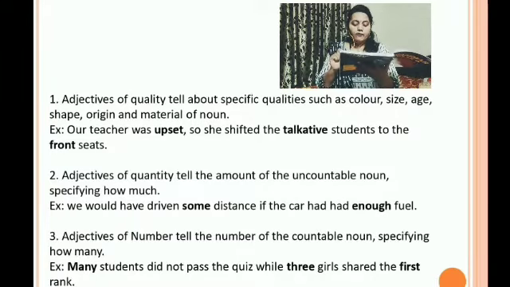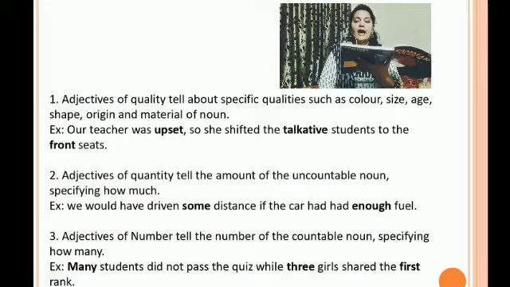Now here we have the nouns distance and fuel. These two nouns are uncountable nouns. So before them, what is being placed? How much was the distance? It was some. And how much was the fuel? It was enough. So some and enough are adjectives of quantity.